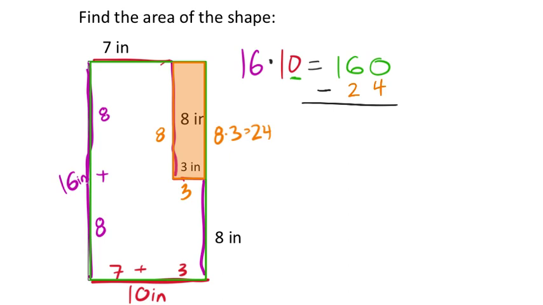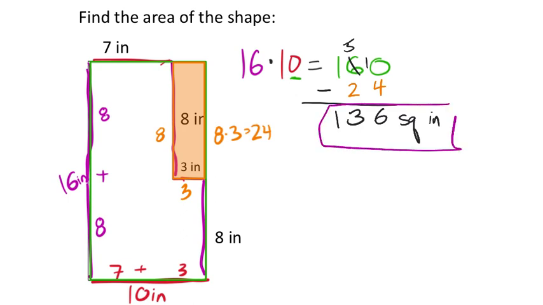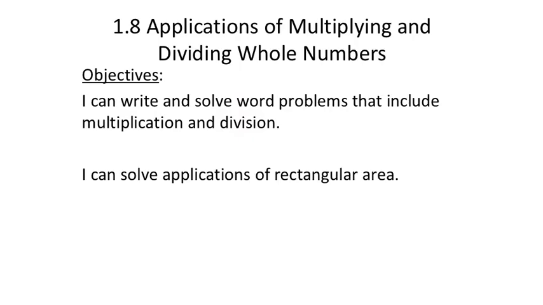So we'll make this 10 minus 4 by borrowing from the 6. 10 minus 4 is 6. 5 then minus 2 would be 3, and then drop the 1. Boom, 136. Again, you can label it in inches squared, but square inches, I'm okay with it. I like it. All right, 1.8. There's our objectives again. I can write and solve word problems that include multiplication and division, and I can solve applications of rectangular area just like we just barely did.